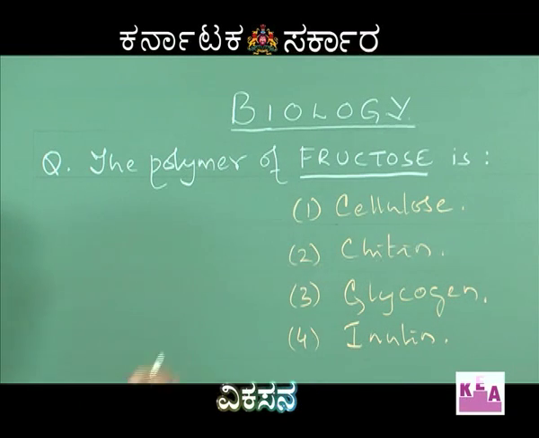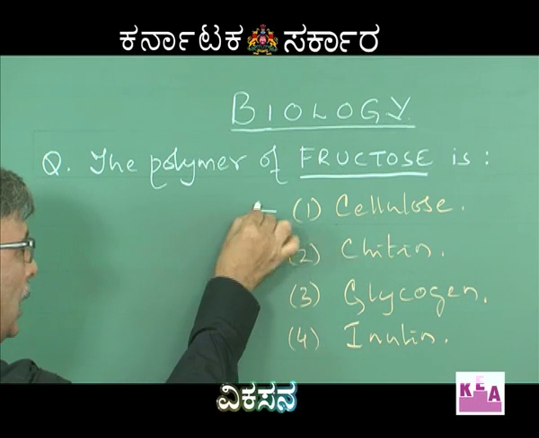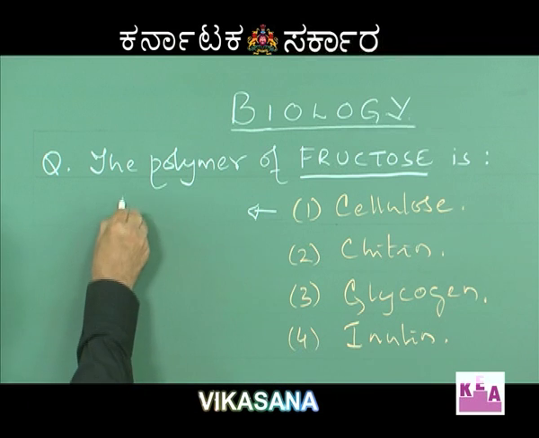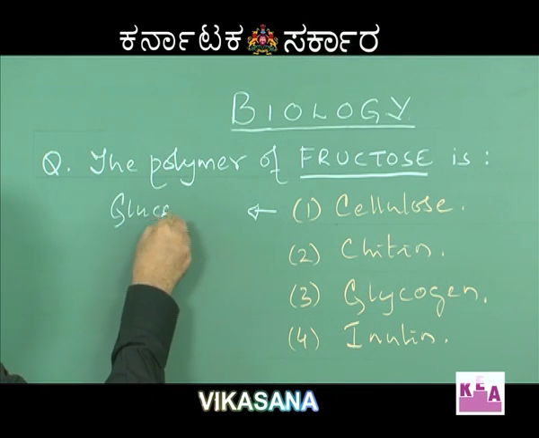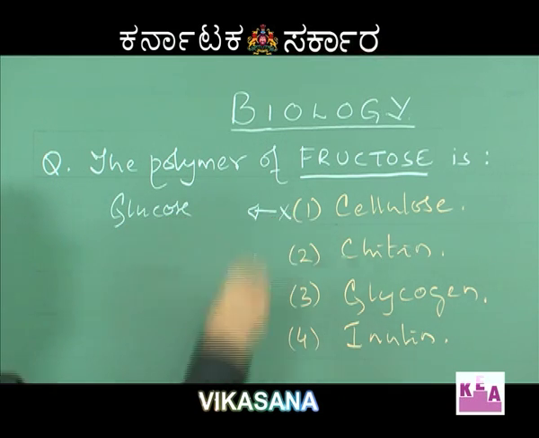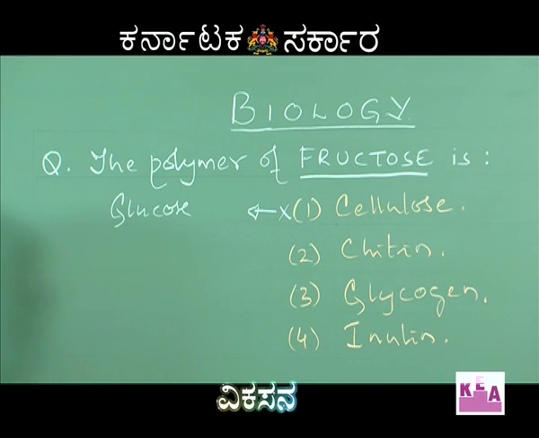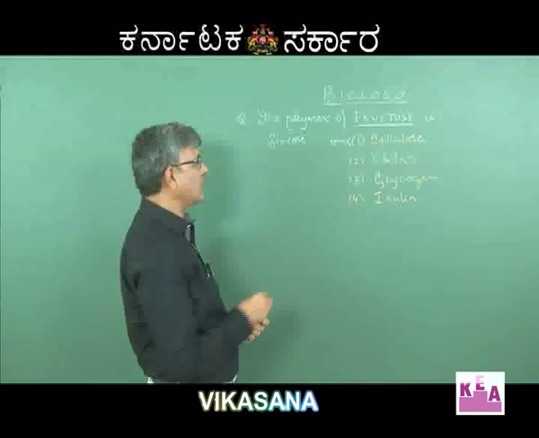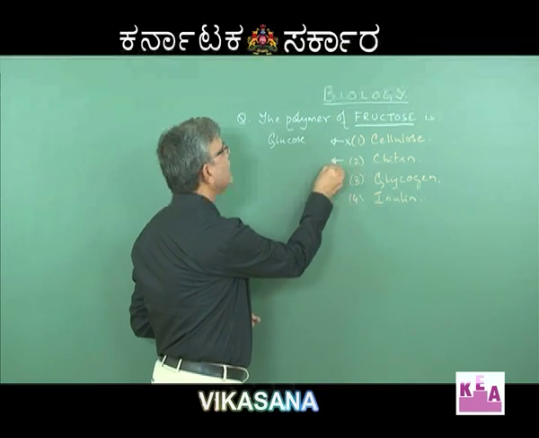I hope all of you know homopolymer, the cellulose. Cellulose is a homopolymer of glucose. So thereby this is not our answer. Also remember, cellulose is the most abundant carbohydrate on earth. Then we come to the second one, chitin.